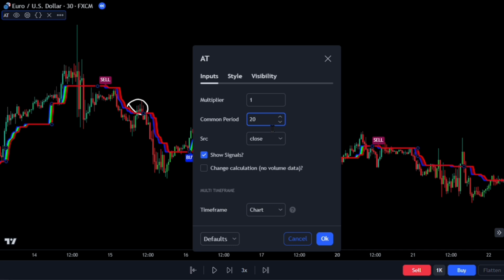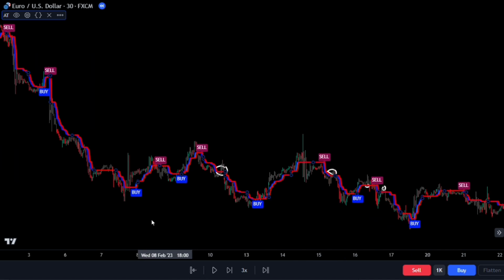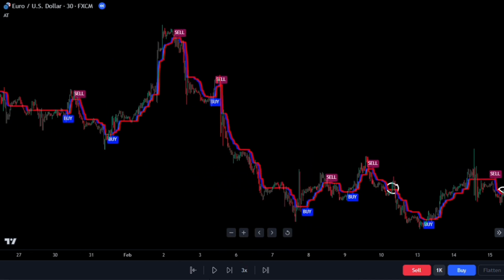I suggest using a value below 30 to avoid entering trades too late. Keep in mind that this indicator can sometimes give false signals, so it's important not to rely on it alone. Adding other indicators, like Chandelier Exit or Super Trend, can help improve its effectiveness.